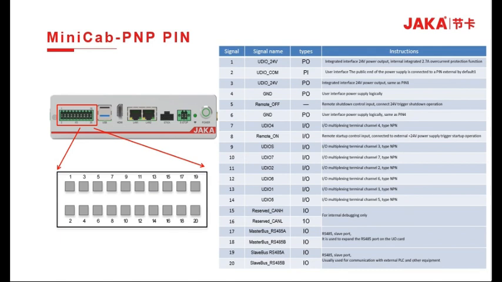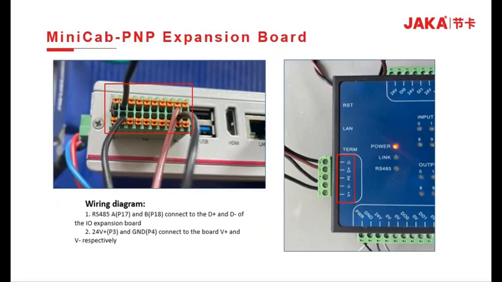This is the MiniCab PNP expansion interface schematic diagram. You can also see on the table on the right the different signals and types for the MiniCab. For the MiniCab, RS485A and B are connected to the D+ and D- of the I/O expansion board. 24V plus and ground connect to the board V+ and V- respectively.